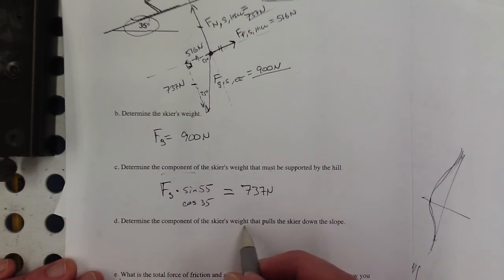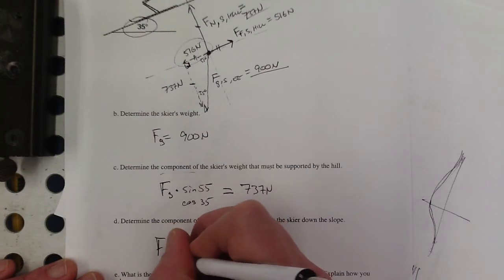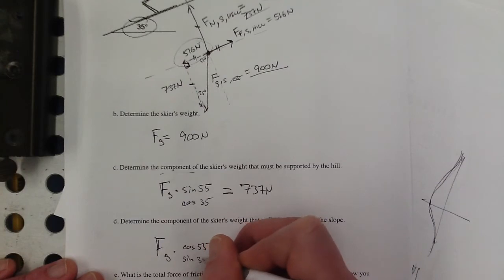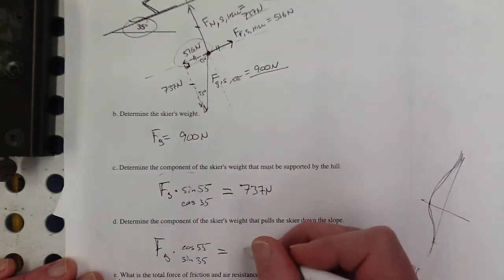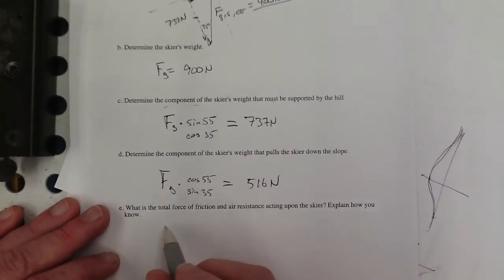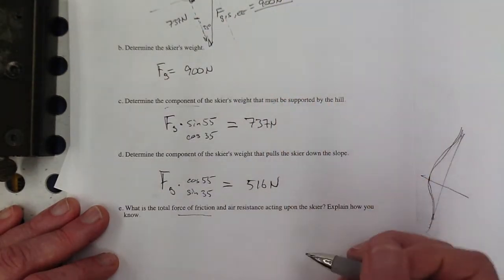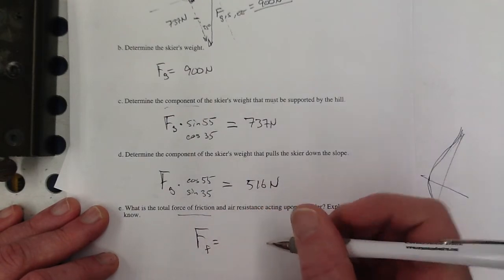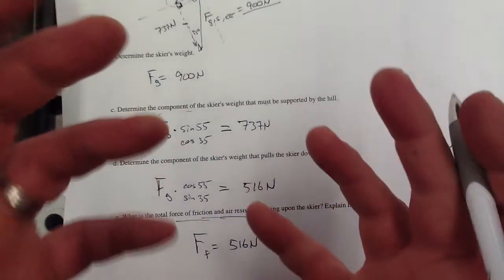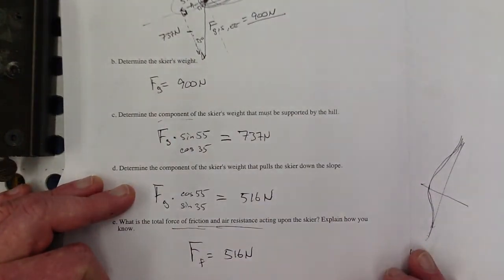Determine the component of the skier's weight pulling the skier down the slope. That's this. So that's the force of gravity times either the cosine of 55 or the sine of 35, depending on which one you used. Both correct. And what's the total force of friction and air resistance acting on the skier? Well, it's got to be balancing that. So force of friction is 516. If that threw you off, like friction and air resistance, and you're like, what, air resistance? Well, we just rolled all the frictional force into one thing here. So that's all we're looking for.